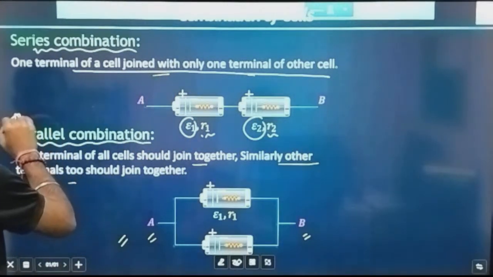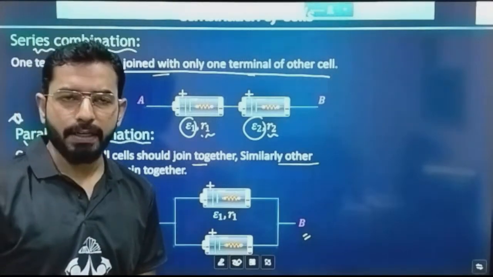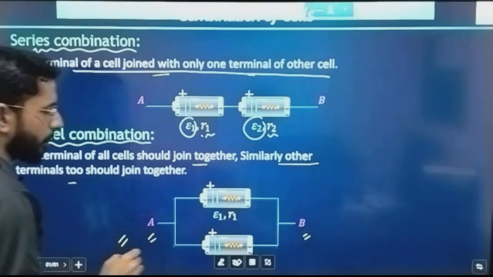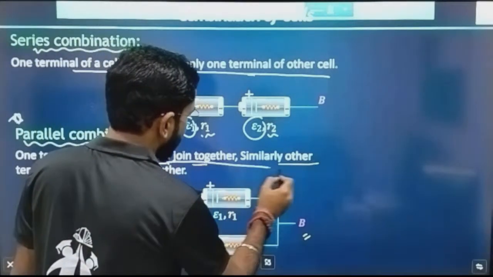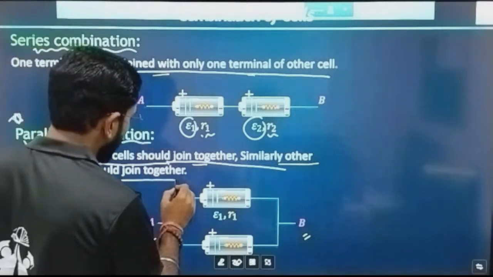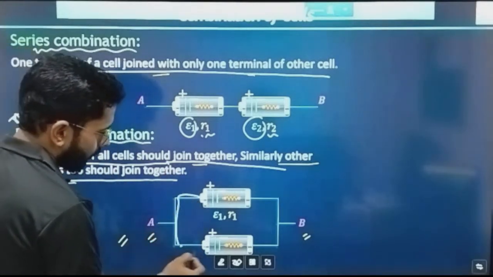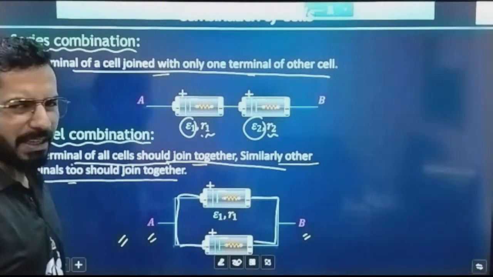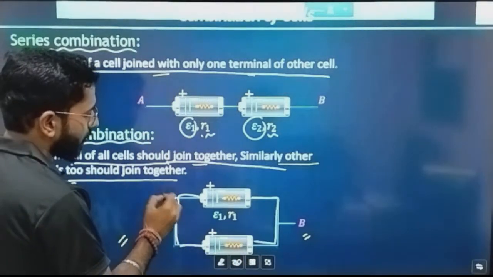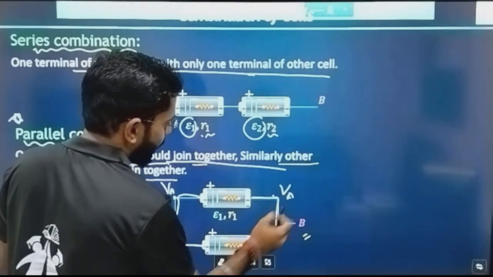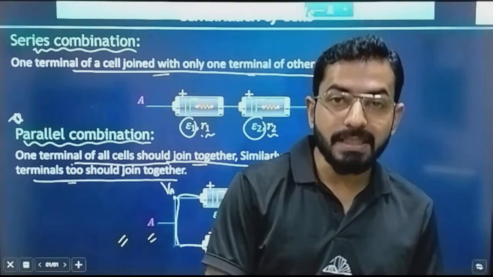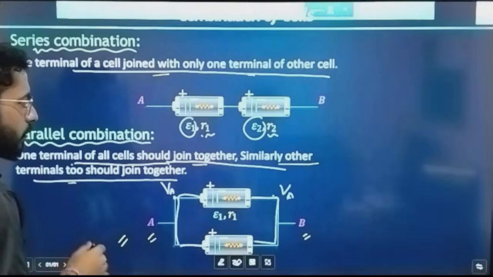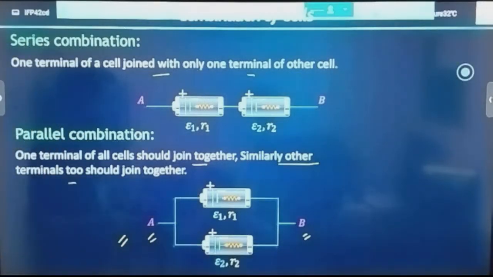Now the second one is parallel combination, and further in this lecture we are going to study what kind of results we will get in parallel combination. Here one terminal of all cells should join together. Similarly, the other terminals too should join together. An even better way to analyze this is that the potential difference will be the same. I have always told you, whether it is a capacitor, a battery, or a resistor, a parallel combination always has the property that the potential difference is the same, and the current flowing will be different. So you can visualize these combinations here.